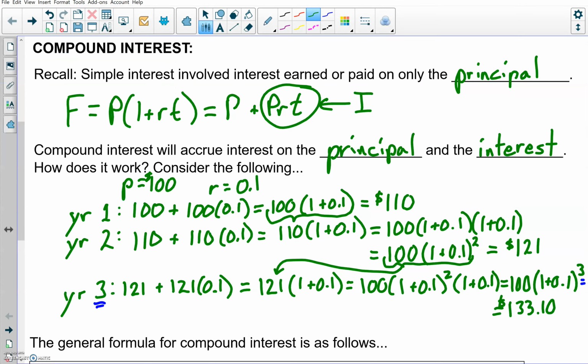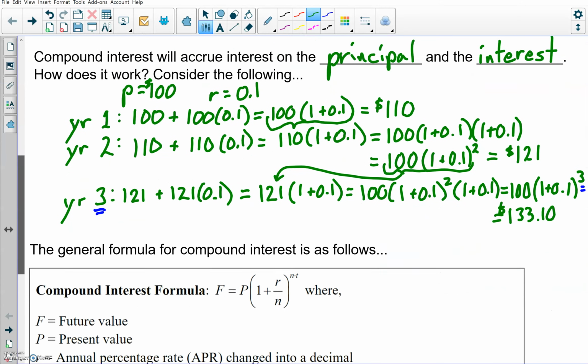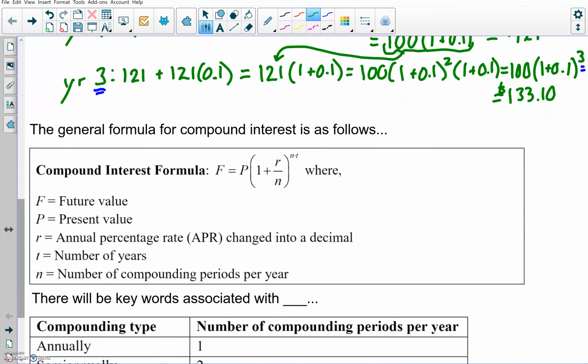So going back over the notes here, the general formula for compound interest does have that exponential element to it. We can see this nt power. So you have the future value still as F, present value still as P, or principal. You can think of that as your starting amount, the principal. And then you have 1 plus r over n, and then to the nt power.